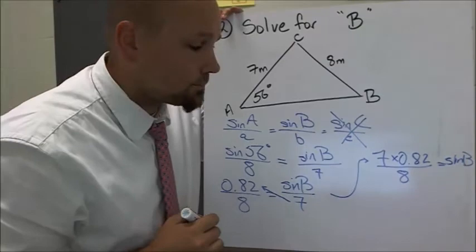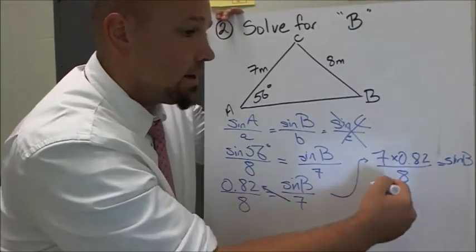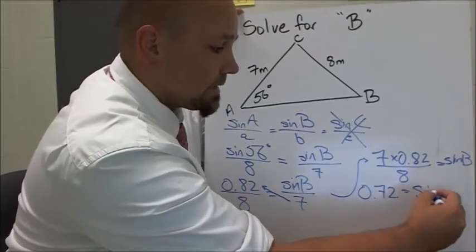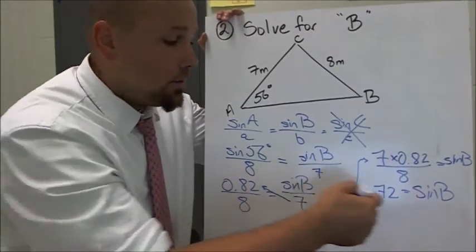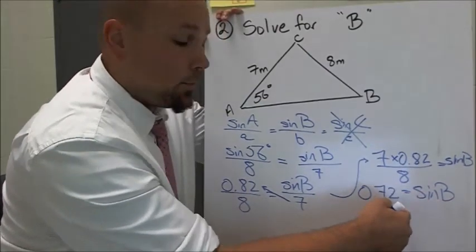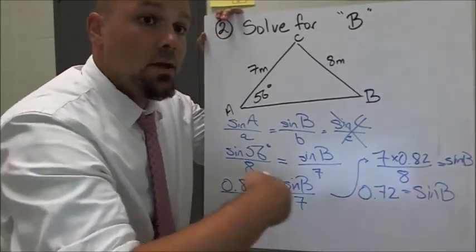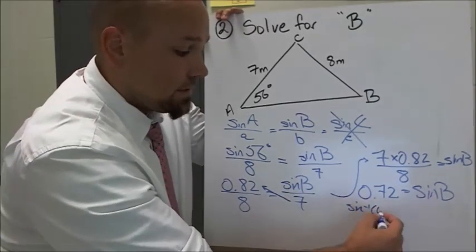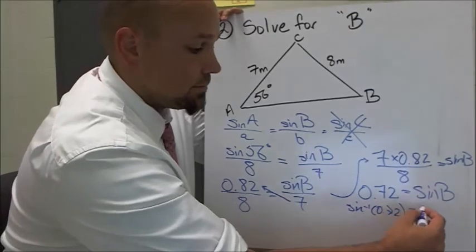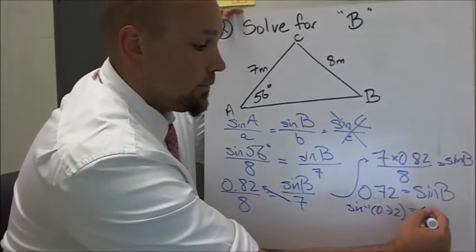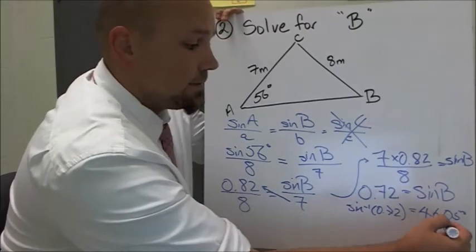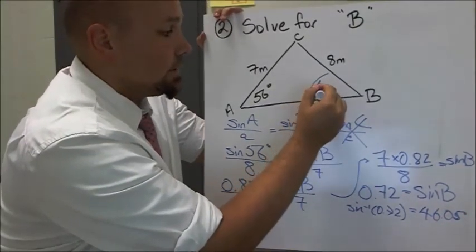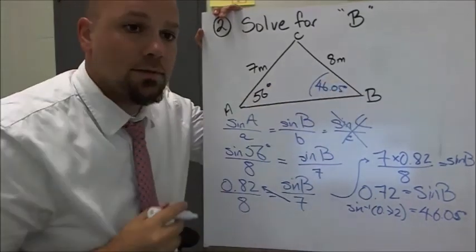Okay? All right, so let's put this in our calculator. We get 0.72 is equal to sine B. And now we get rid of that sine, right? Remember, when we have the ratio, but I don't know the angle, we use sine inverse in our calculator. So I put in my calculator sine inverse, 0.72, and that is equal to 46.05 degrees. Okay, so this angle right here is 46.05 degrees. And that's it.